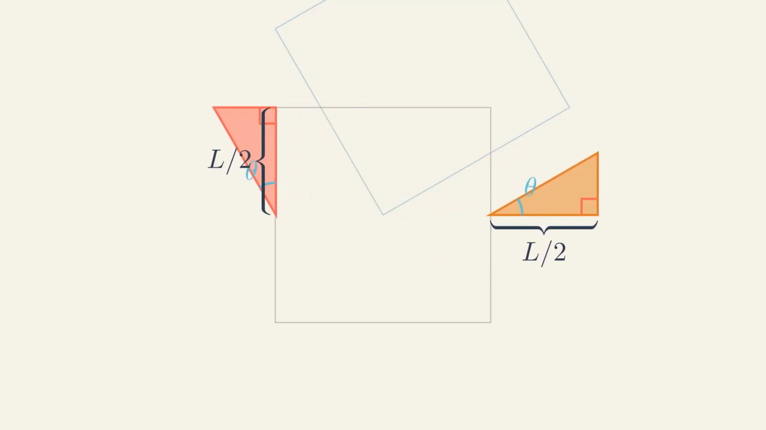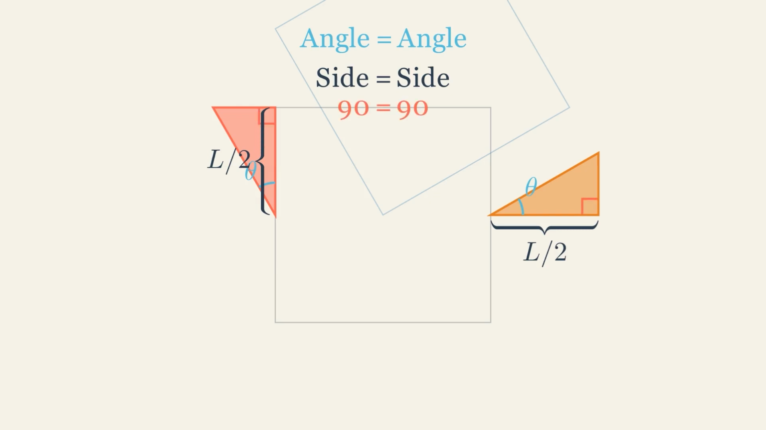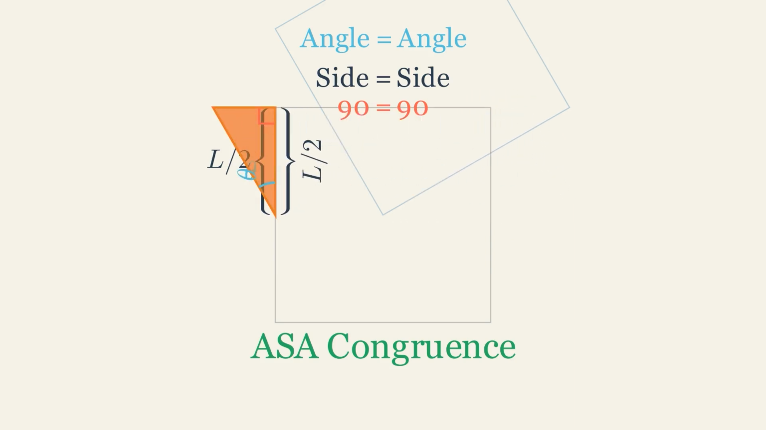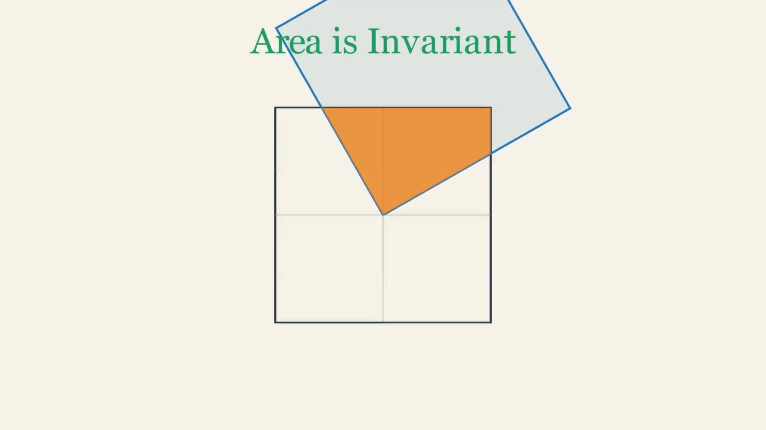We can prove it using angle-side-angle. The central angles are related by rotation. The distances to the edge are identical. This means the triangle we gained is an exact copy of the triangle we lost. We can literally cut the new piece and paste it into the hole. This proves that the area is invariant.